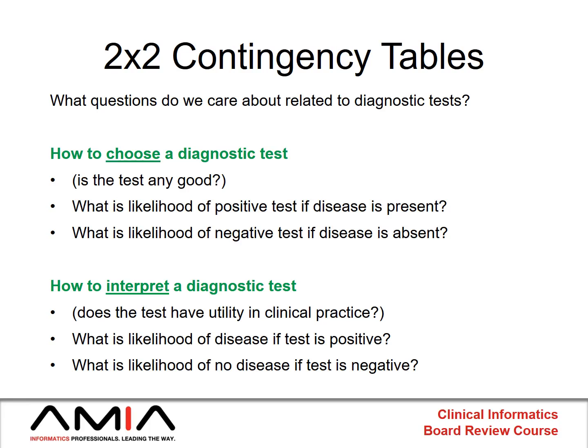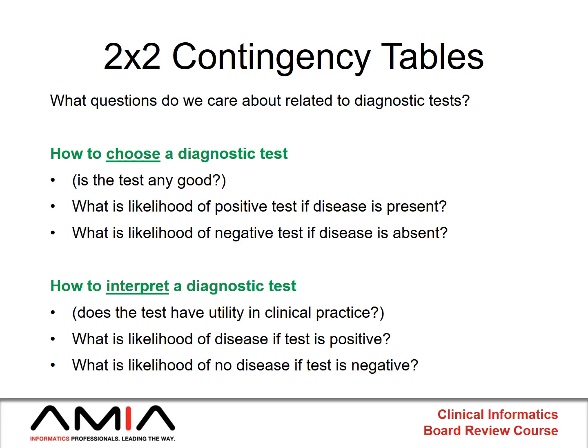When I'm interpreting a diagnostic test, I have a related but slightly different set of questions. Specifically, now I want to know, what's the likelihood of disease if the test is positive, and what's the likelihood of no disease if the test is negative? And notice how those four questions there are related. They're actually sort of worded opposite from one another.